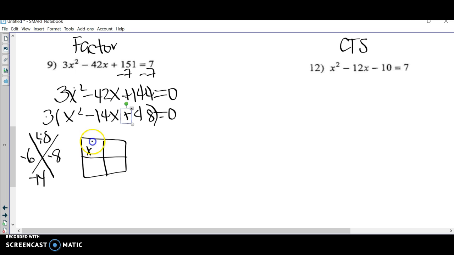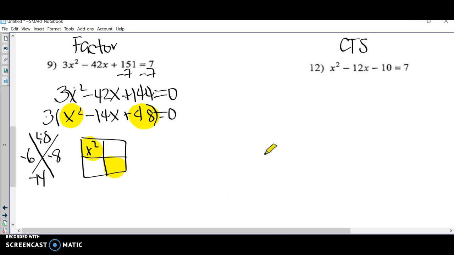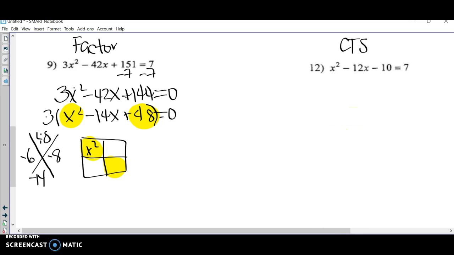So up here I would put the x squared that I got from right here. This first term goes here. Alright, and then this 48 will come down here, and it will leave me with two boxes that I have to fill. And the reason that we do the x to find those two special numbers is so I can fill them into this box right here. Negative 6x and negative 8x.